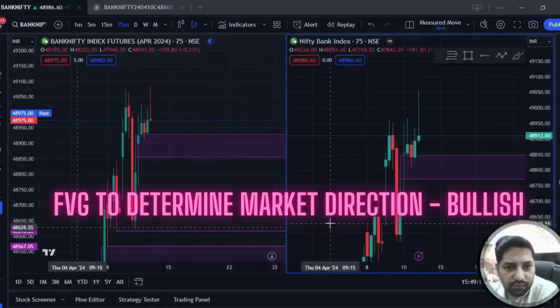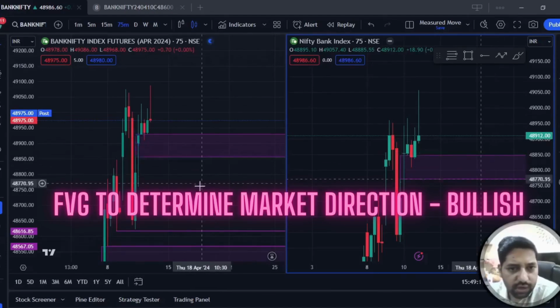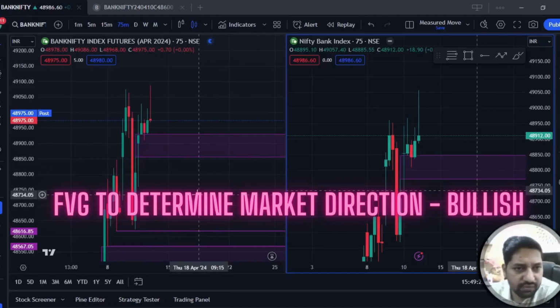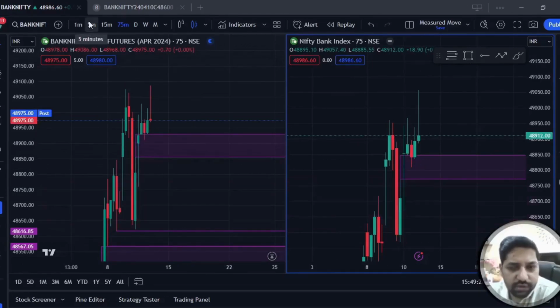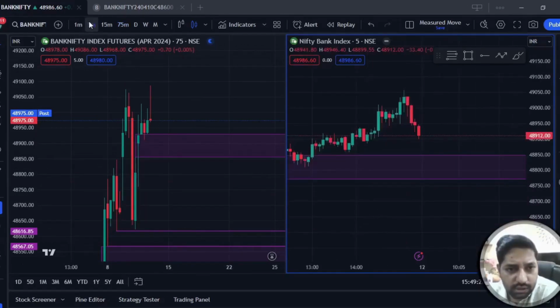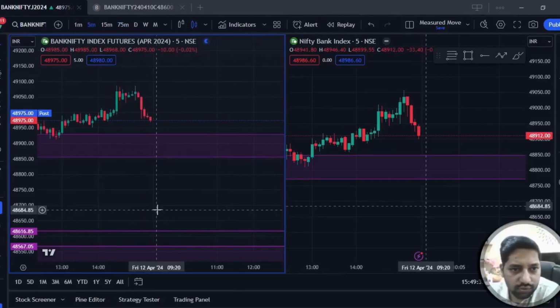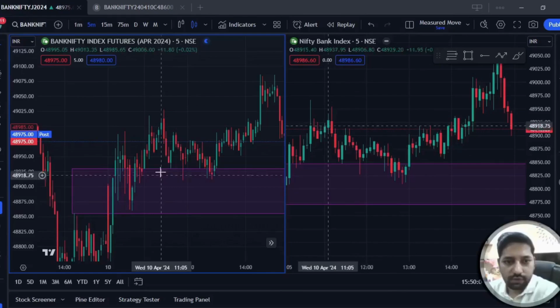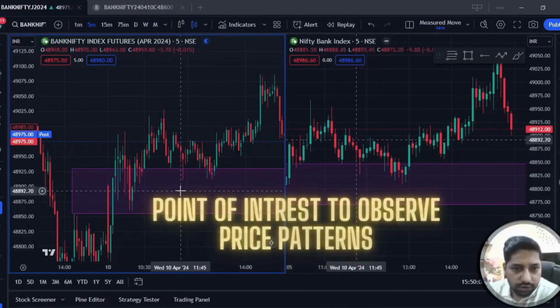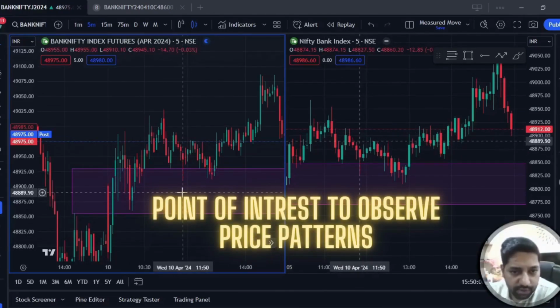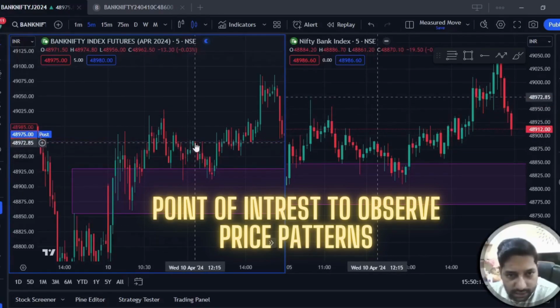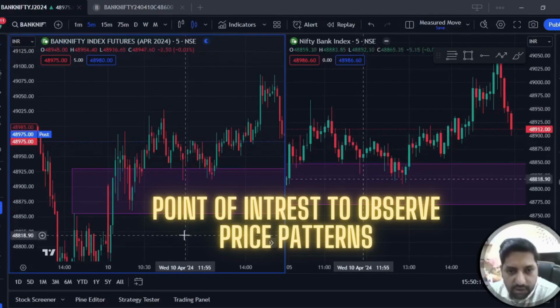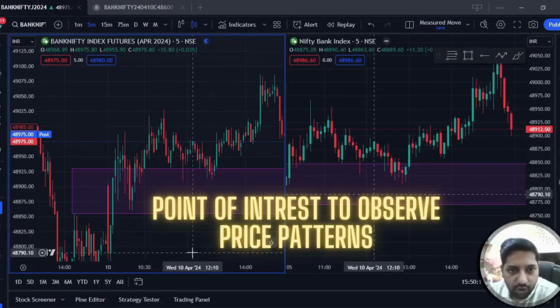Since our fair value gap is on a 75 minutes time frame, we are going to look for that on a 5 minutes time frame. It's very important to align your time frames correctly. So let's shift down now to a 5 minutes time frame. After this fair value gap was formed, the first stab into that fair value gap came at 11:50. We also got a decent reaction up, if you see, between 11:50 and 12:10.